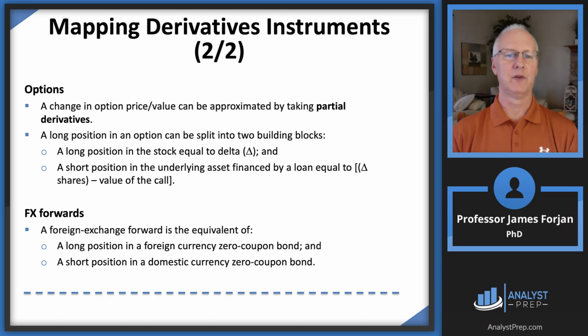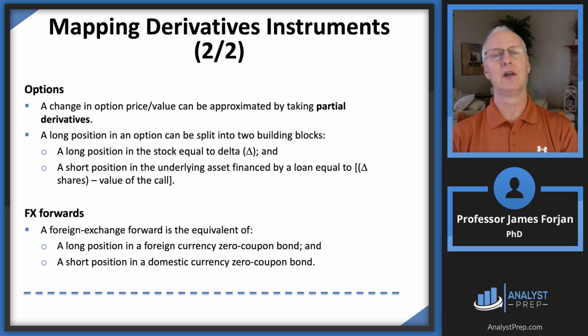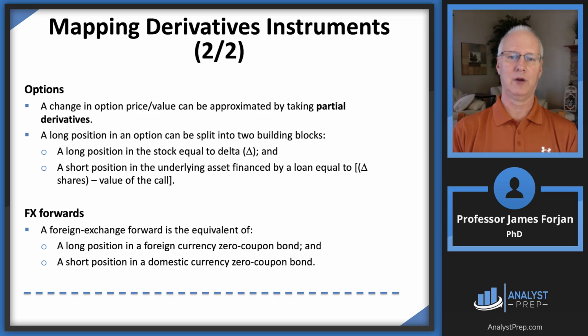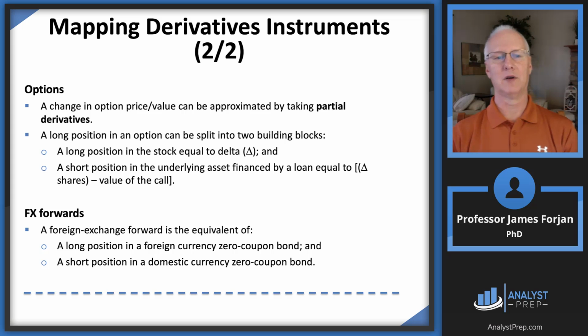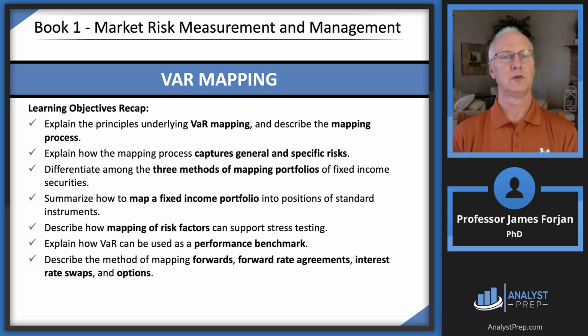Now, the option is a little different because you take the long position in a stock, and then you have to take the short position in the underlying asset with a margin or some kind of a loan. And then you've got to figure out, what is the delta of the stock? What is the delta, et cetera, et cetera. And then a foreign exchange forward is the equivalent of a long position in a foreign currency bond and then a short position in the domestic currency. And that takes us through those learning objectives. This was a little bit longer time period here than we've been going, but probably worth it.